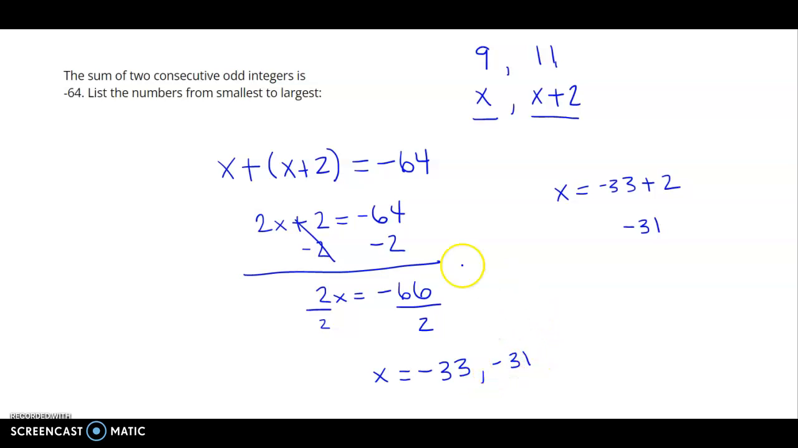Now it can be kind of tricky when they add up to a negative number. It might be tempting to put negative 35, but if you think about a number line, if we're down at negative 33, the next odd number up would be negative 31. Remember, negative 35 would be further down the line. It'd be more negative. So be careful: when you get that negative 33, make sure you add 2 so you're getting the next consecutive odd integer. Hopefully that helps.